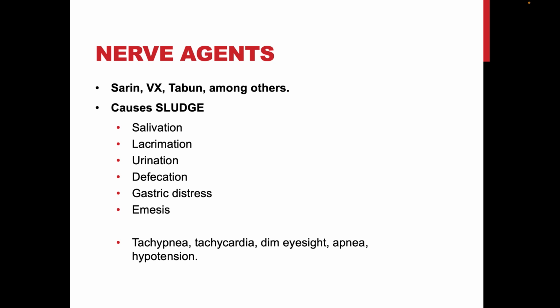And so the patient is going to be perspiring like crazy, vomiting, foaming at the mouth, tearing like crazy, and has typically urinated on themselves. This also is associated with tachypnea, tachycardia, dim eyesight, apnea, and hypotension. These patients will also typically seize, and then as things run its course, this eventually overwhelms the nervous system to the point where you are now paralyzed and can no longer breathe on your own.